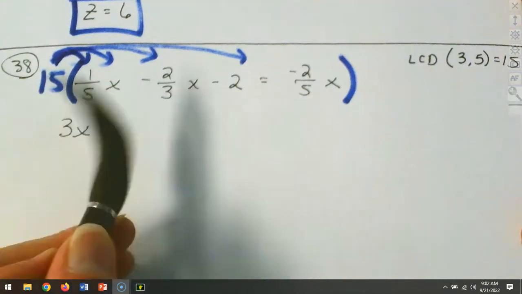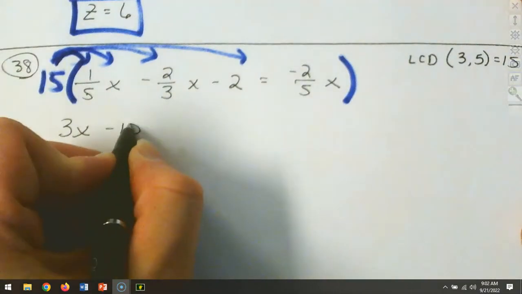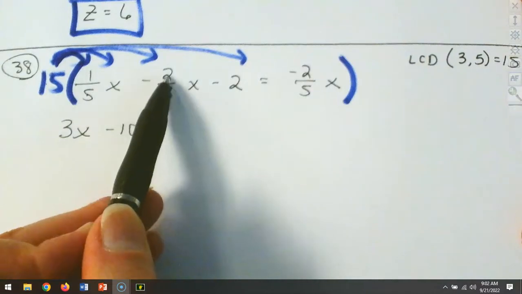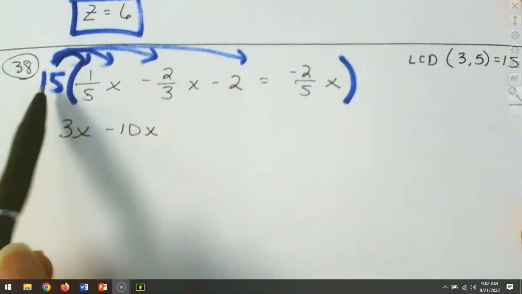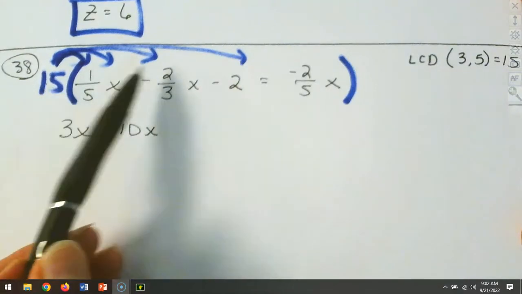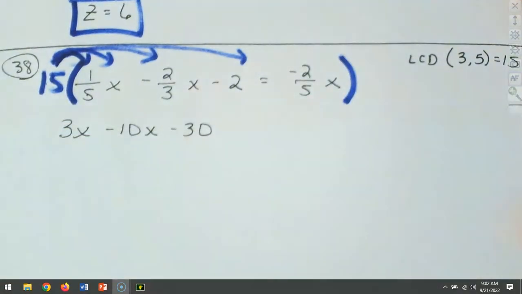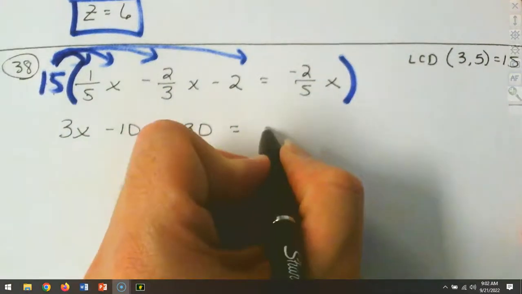Next, 15 divided by 3, that's a 5, times a negative 2 makes it a negative 10x, right? Bring your x with it. What about here? There's nothing down below, so we just multiply. 15 times a negative 2, that's a negative 30. The other side, 15 divided by 5, that's a 3. Okay, 3 times a negative 2 makes it a negative 6x.